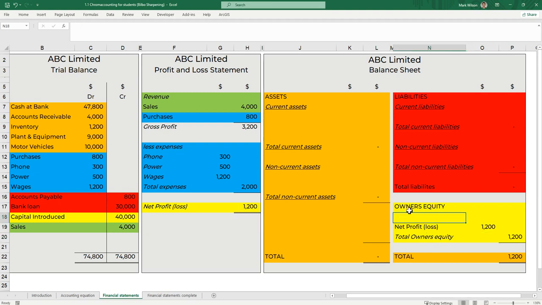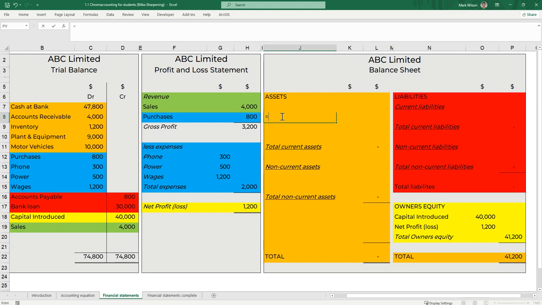I get my other owner's equity from over here on my balance sheet. Just going to equal capital introduced, 40,000. So all I need to do now, slowly ticking off all of my trial balance, but I can see that I've got all of my orange and all of my red still to be done.